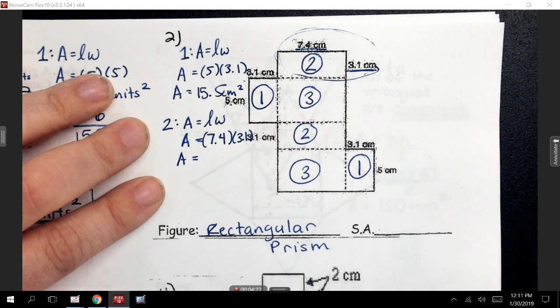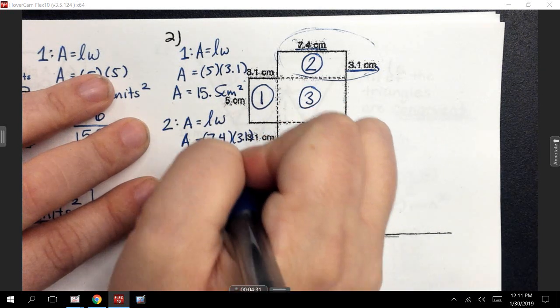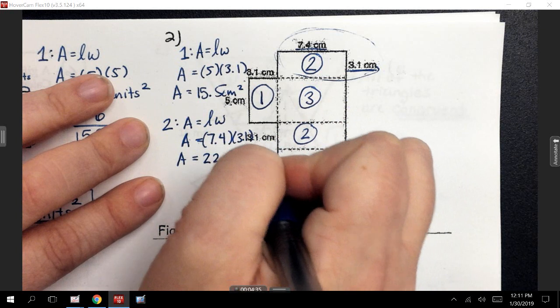So I don't have to type this in my calculator. Does anyone work that out? Kamari? 22.94. Thank you. And that's centimeters squared.